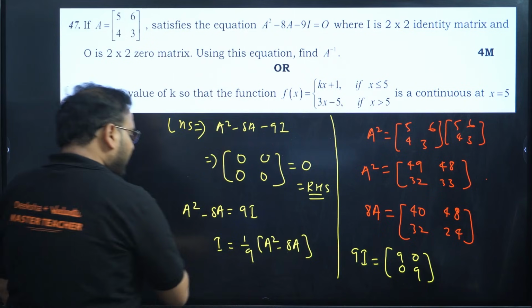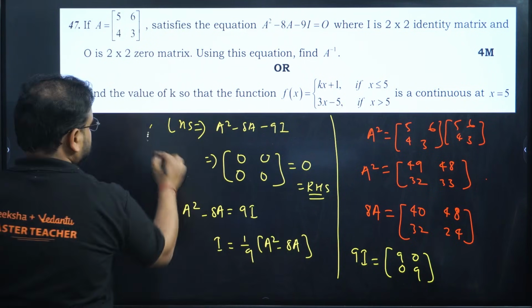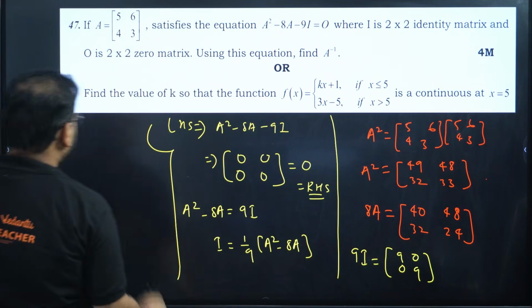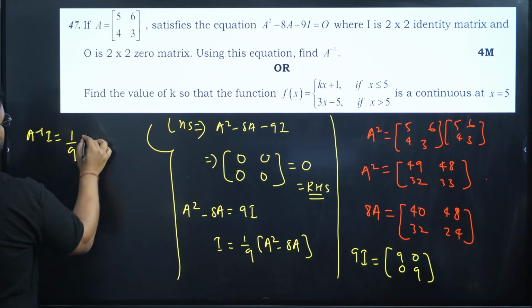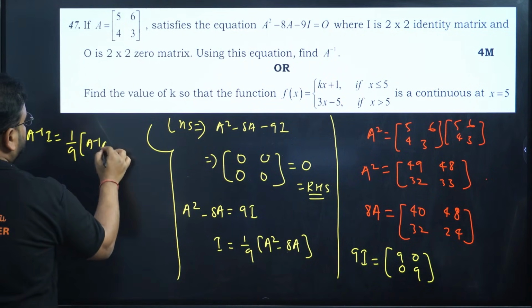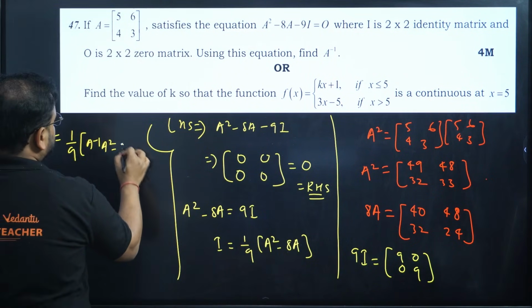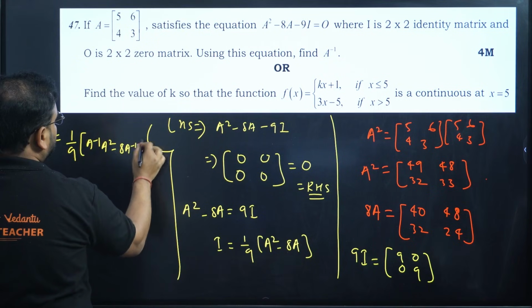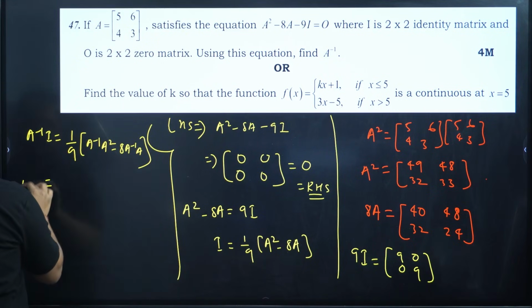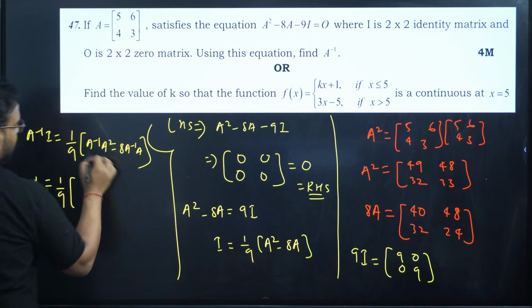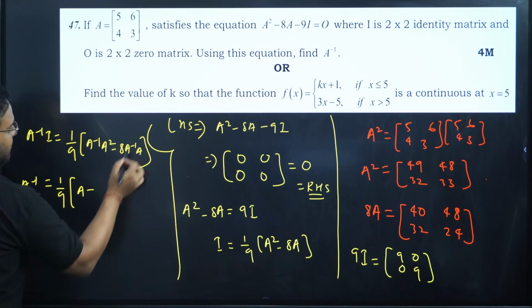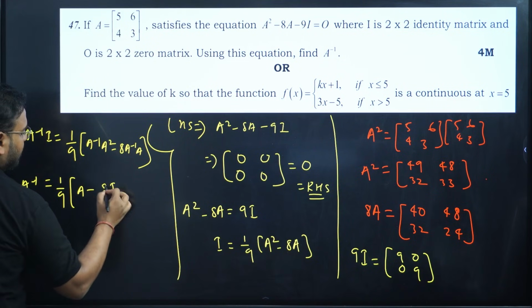Okay, now apply A inverse on each of the sides. You'll have A inverse I, 1 by 9. You'll have A inverse with A square and minus 8 times A inverse with A. You have the answer as A inverse equals 1 by 9. This will become what? Simply A. This will become what? 8I.